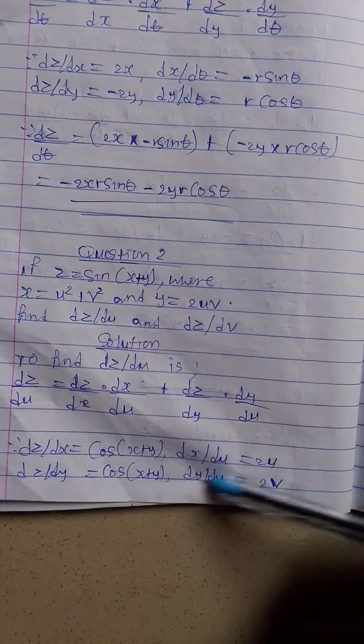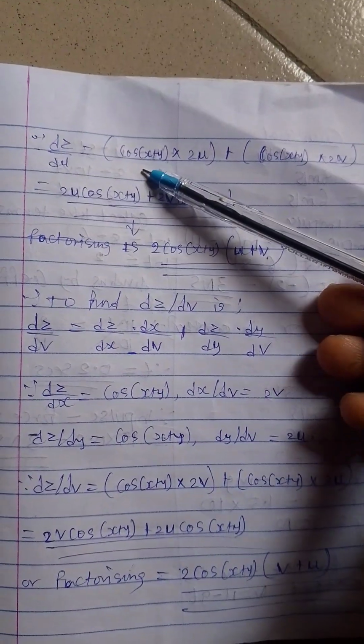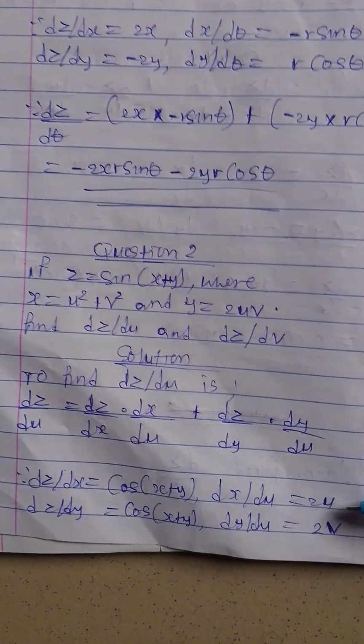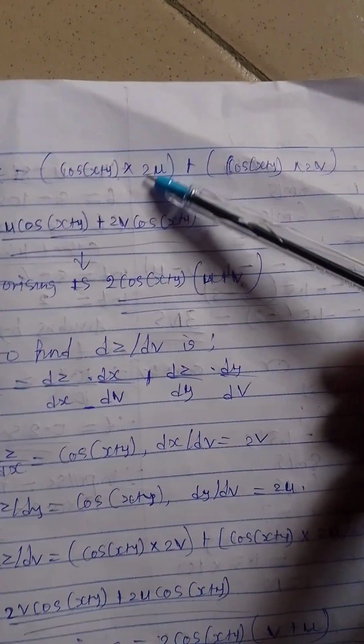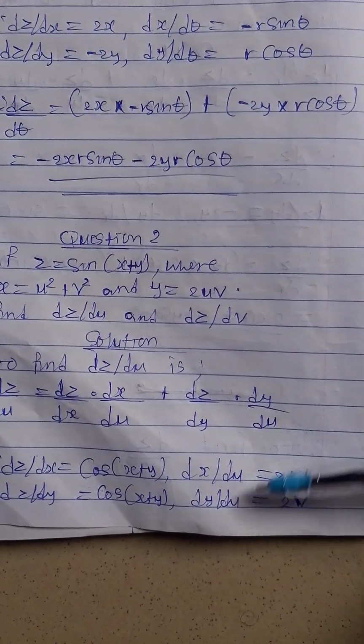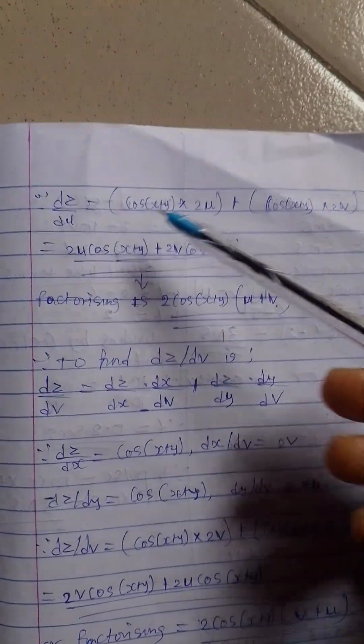If I put everything I got into this equation, I'll have that ∂z/∂u is equal to what? ∂z/∂x is cos(x+y), times ∂x/∂u, which is 2u. Now I put my plus. ∂z/∂y is cos(x+y), times ∂y/∂u, which is 2v. So times 2v.